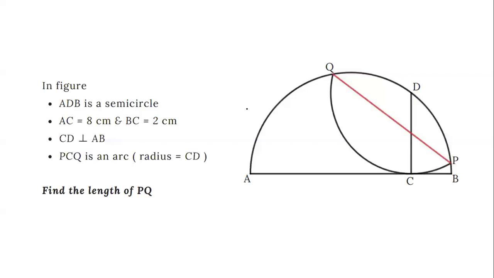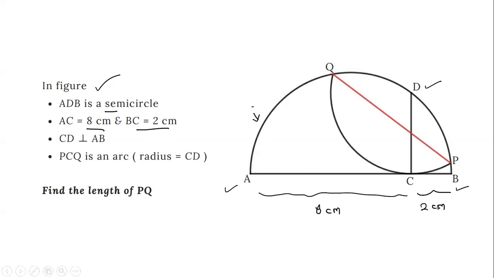So hello guys, in this video we are going to solve this problem. In this problem it is given that in the figure ADB is a semicircle. This is A, this is point D and this is B. AC is 8 centimeter and BC is 2 centimeter. This CD is perpendicular to AB, and this is a 90-degree angle.